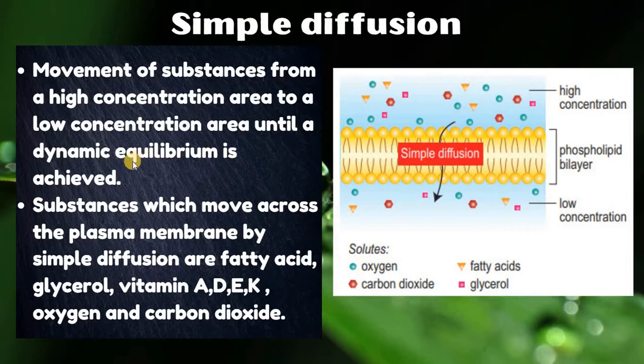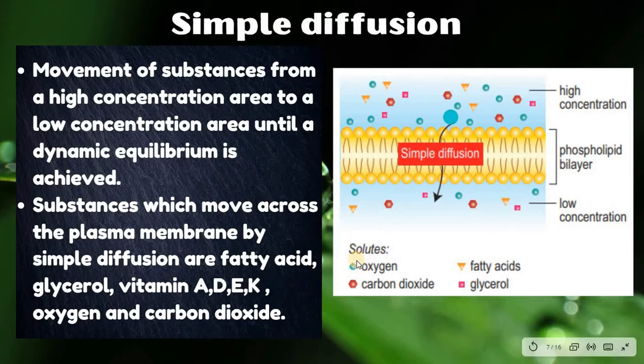Substances which move across the plasma membrane by simple diffusion are fatty acid, glycerol, vitamin A, D, E, K, oxygen, and carbon dioxide. Please look at the diagram here. These refer to the simple diffusion process: the movement of substances from higher concentration area to lower concentration area until a dynamic equilibrium is achieved.